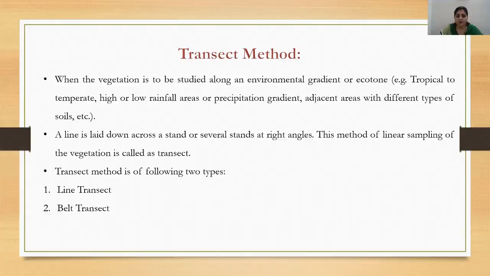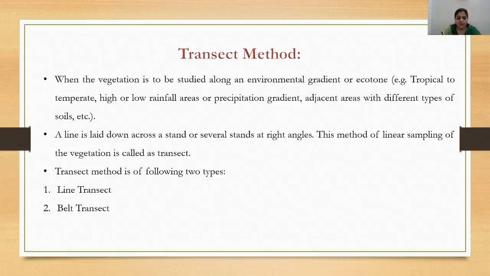Then the second method to study the vegetation is the transect method. In this method, the vegetation to be studied is along an environmental gradient or ecotone. For example, from tropical to temperate regions, from areas of high to low rainfall, or the precipitation gradient, adjacent areas with different types of soils, etc. So all these can be studied with the help of the transect method.